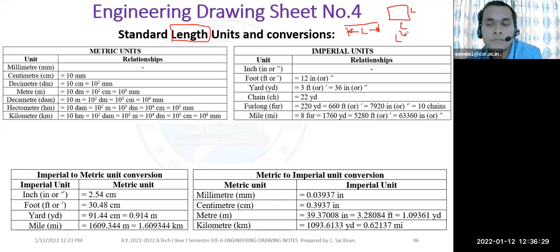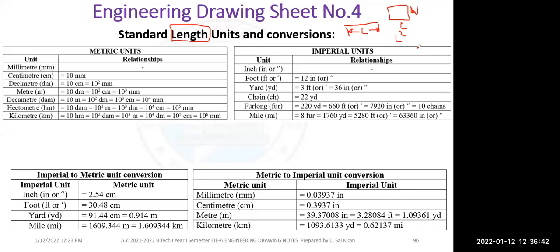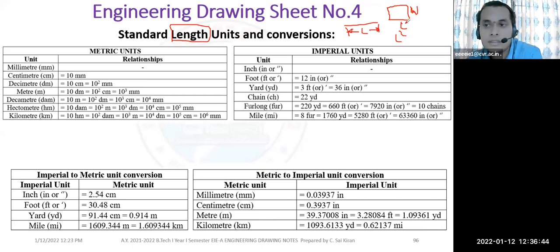Suppose this is a rectangle, L into W. So what will be the area of a rectangle? L into B, we call it length into breadth. So if it is a square, it will become L square. If it is a rectangle, it will become length into width or breadth.